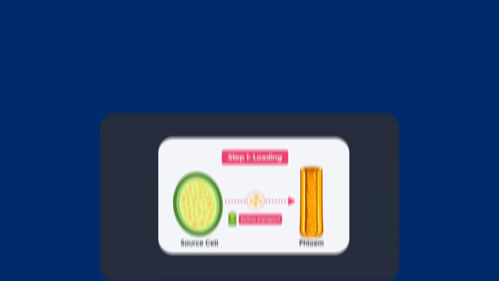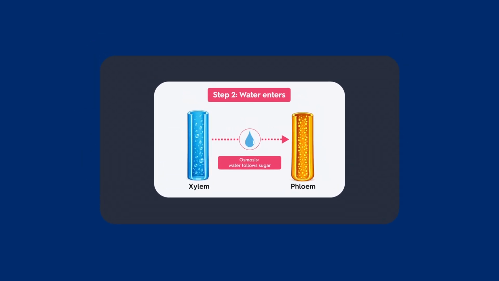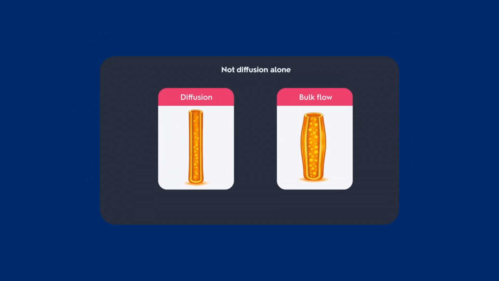So far, we've covered loading sugar into phloem, water moving in by osmosis, and pressure-driven bulk flow that pushes sap toward places where sugar is being removed.